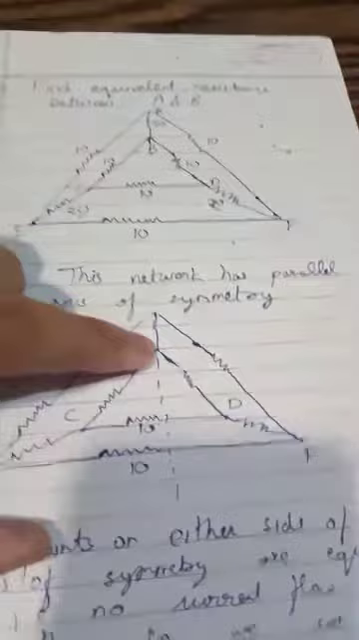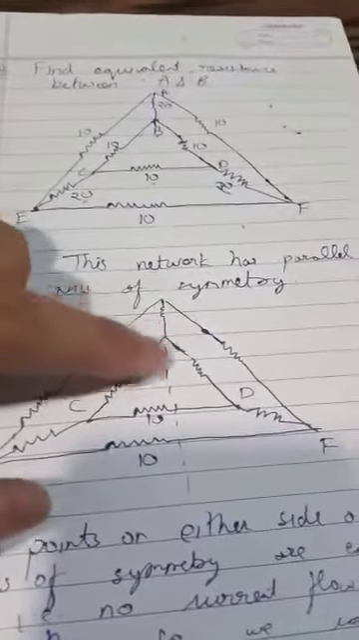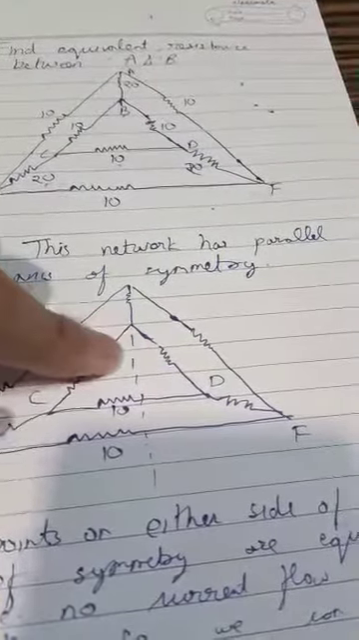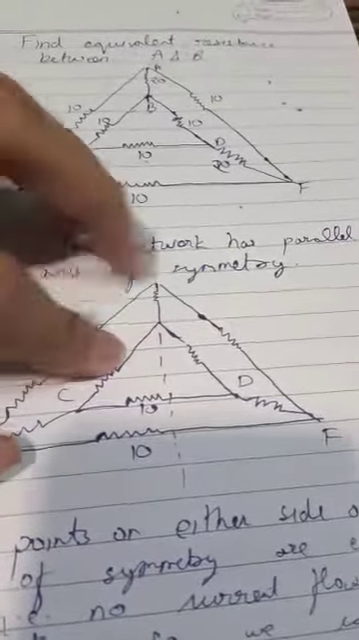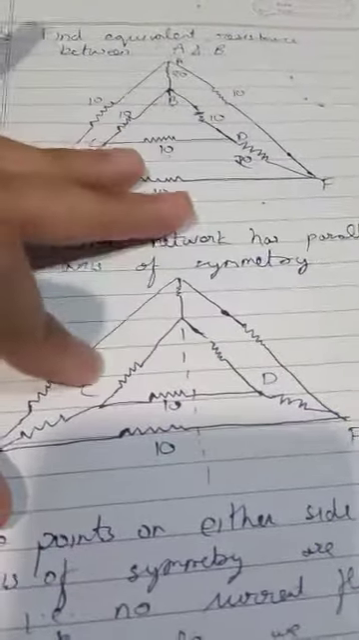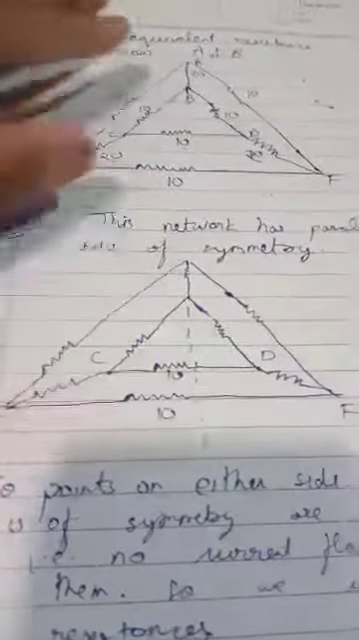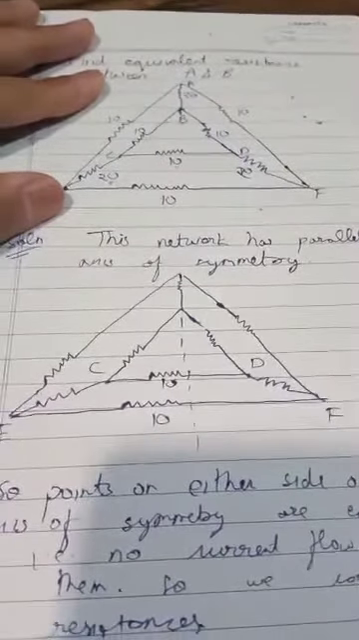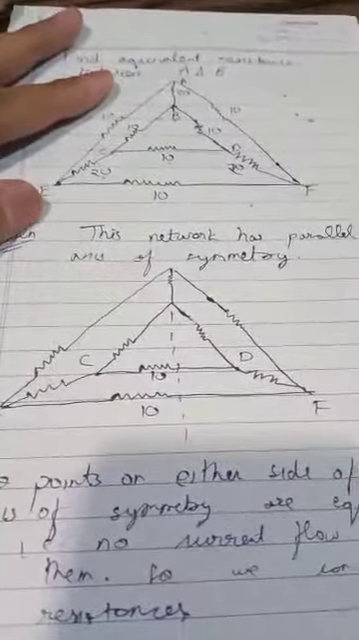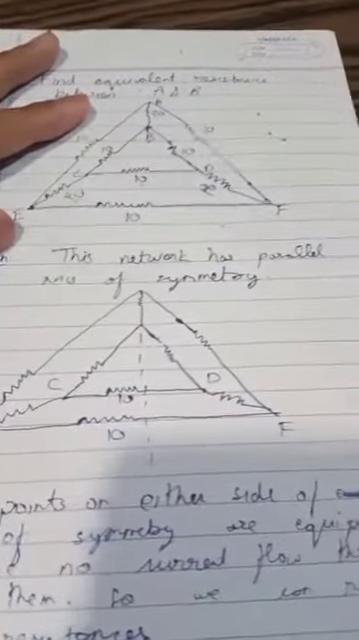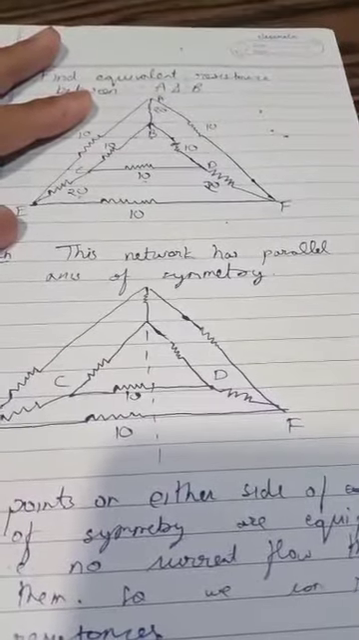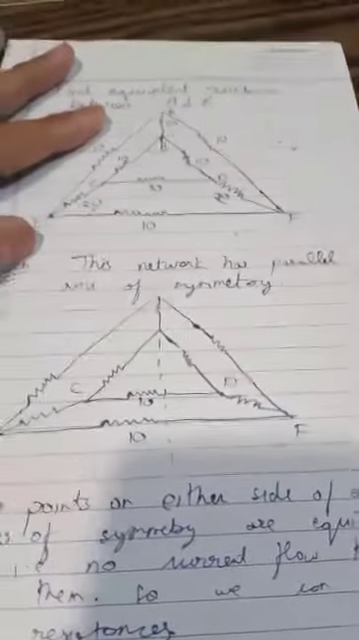The network is symmetrical with respect to this axis, and we can fold the network easily. On this side there is 10 ohm, 10 ohm, this is 10 ohm, this is 10 ohm, and this 10 ohm can be divided into two 5 ohm and 5 ohm. So this network has a perfect parallel axis of symmetry. This is a very important concept to solve such kind of problems, that we have to find the axis of symmetry. If we are able to find the axis of symmetry, then it can be solved very easily.